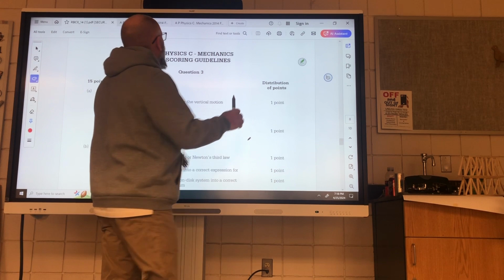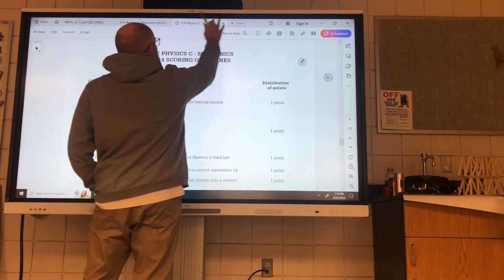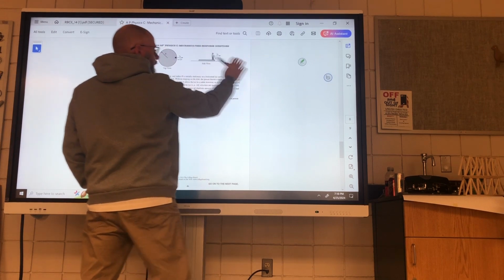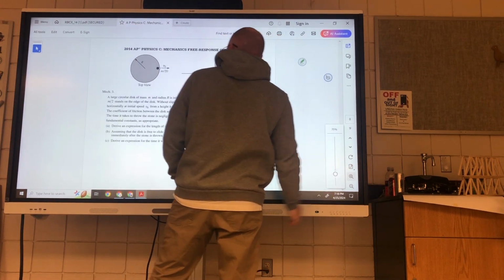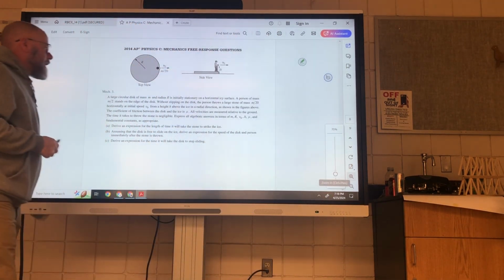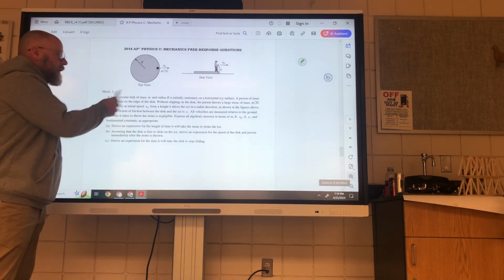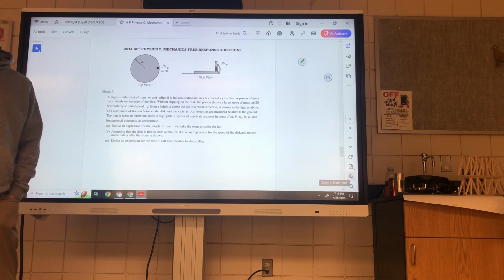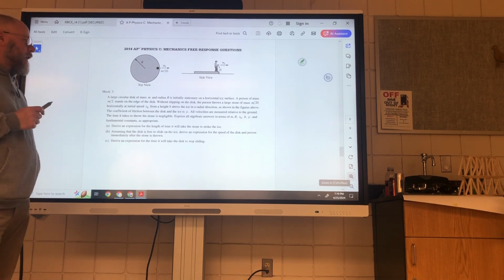So let's look at the problem. The problem said, why do I have it twice? Did I open it twice? Okay, it says, a large circular disk of mass M and radius R is initially stationary on a horizontal icy surface. Ooh, you think that's important? Yes. Right? Okay. A person of mass M over 2 stands on the edge of the disk.